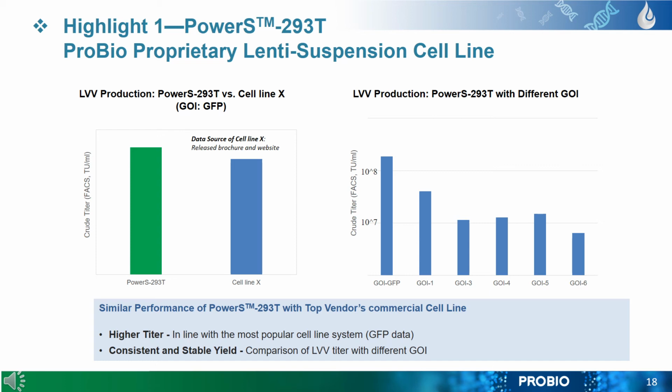By comparing with the top vendor's commercial cell line, the titer of our cell line is slightly higher. Using different GOI, the core titer is about 10 to the power of 7 TU per ml. GOI 1 to 6 are different transfer vectors of CAR-T or TCR-T.